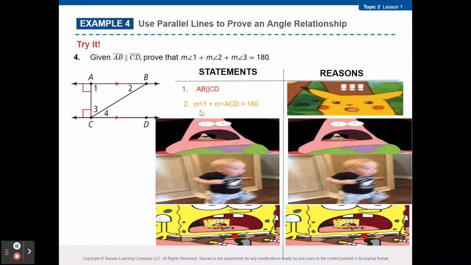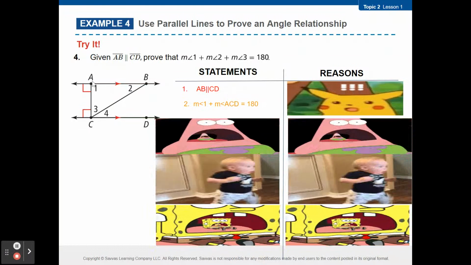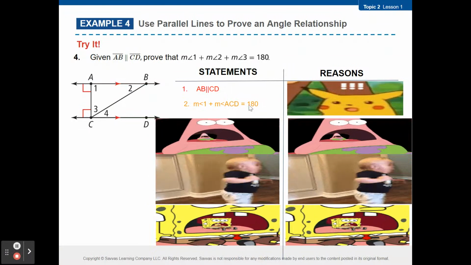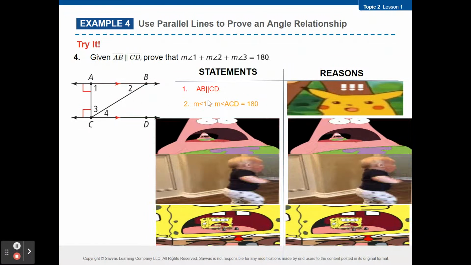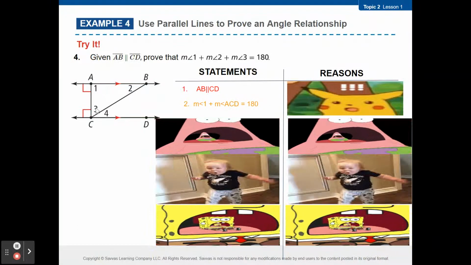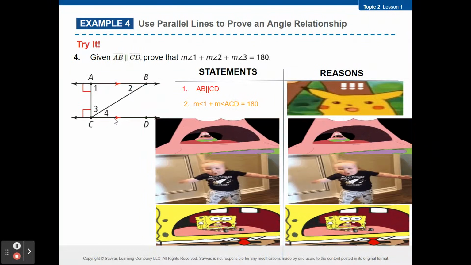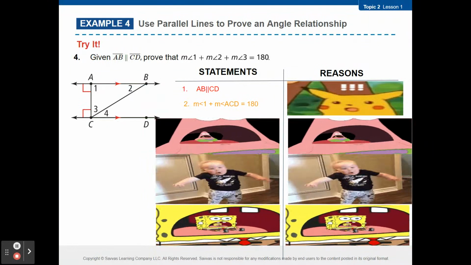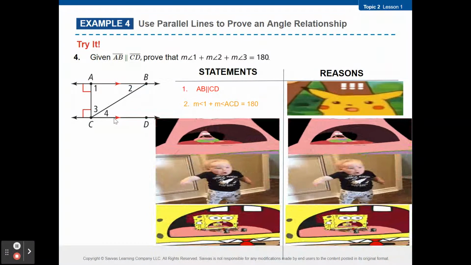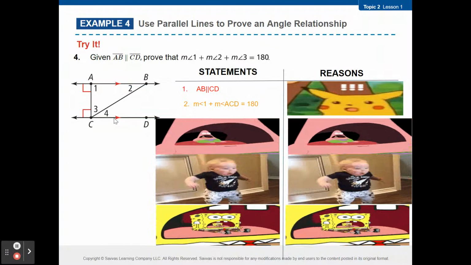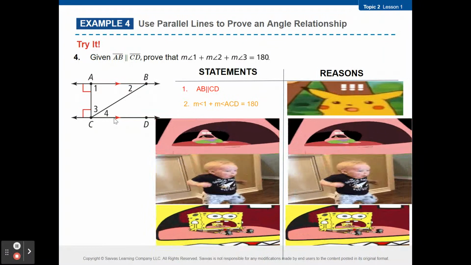All right. So the next thing I'm saying is that the measure of angle 1 plus the measure of ACD, so A to C to D, equals 180 degrees. What is that? What is 1 and this whole thing right here? They're definitely supplementary, but what's the rule? It's not two right angles. No. They're same side interior.